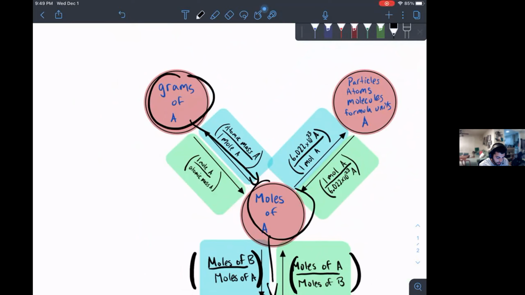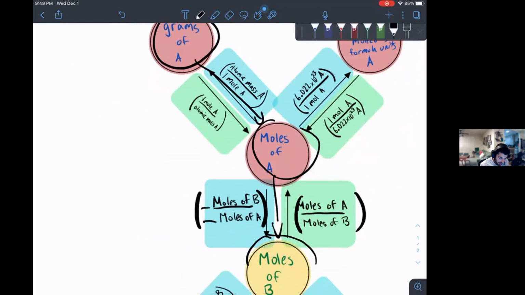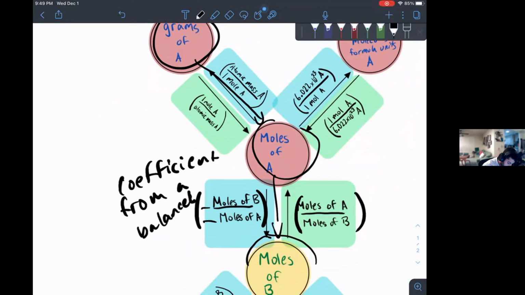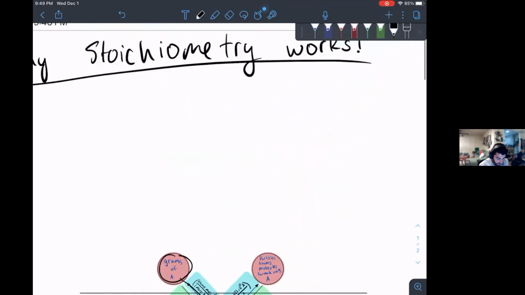Why is it the atomic mass over the mole, and specifically 1 mole? And why in other equations we don't even have a number of moles listed? We have to use the coefficient from a balanced equation. So we're going to go over why it works.